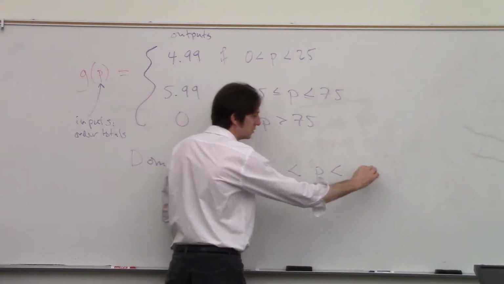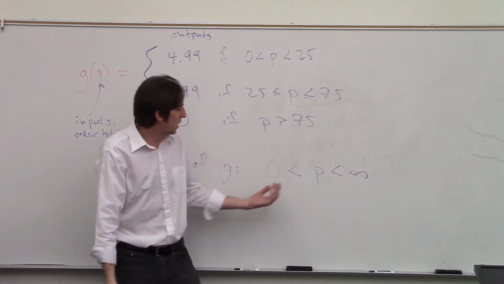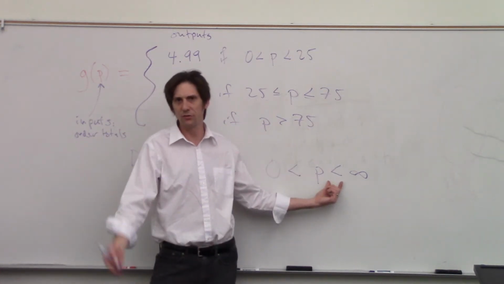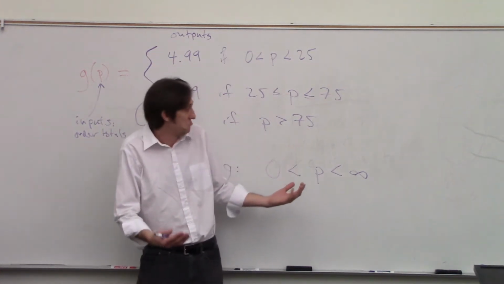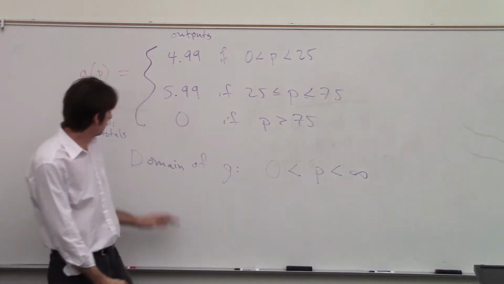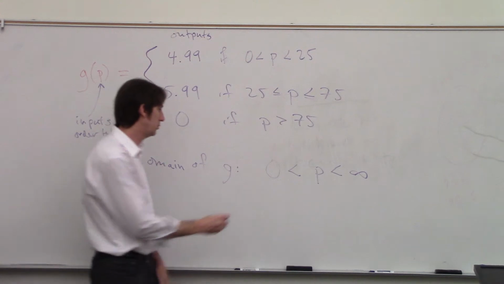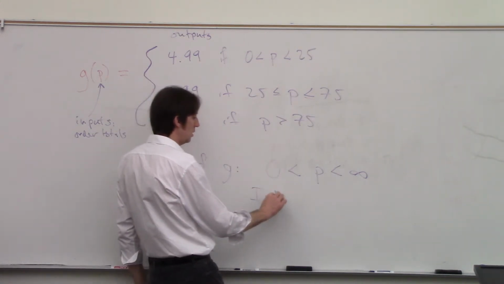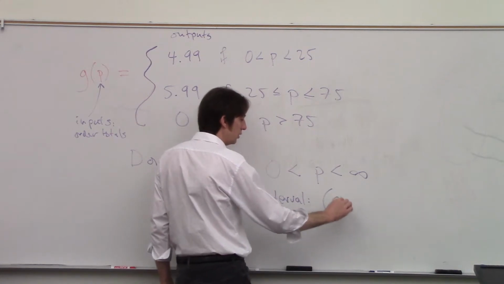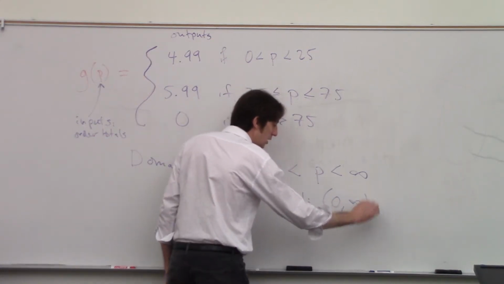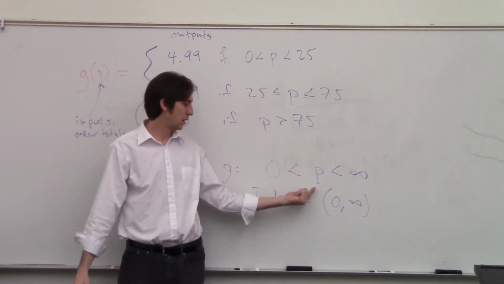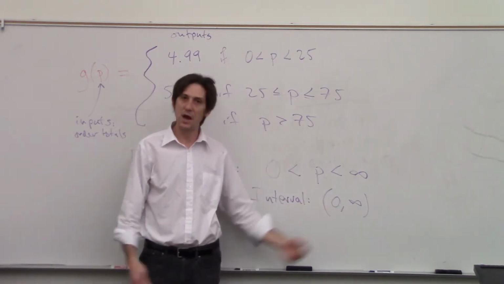and finite, but I don't know, right? It seems odd that I would pay like $1 million for something online, but maybe I could, okay? And so the domain here is the interval, in interval notation, we would do (0, infinity), and this represents all of those real numbers p that are strictly greater than 0 but finite.